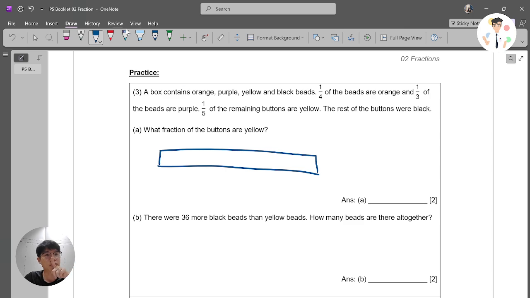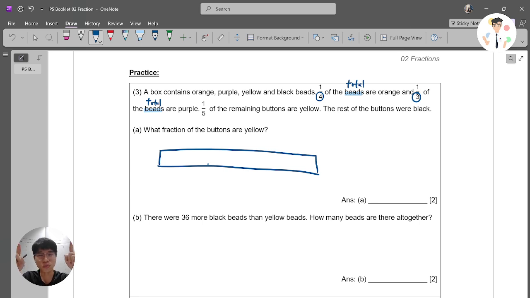Wait a minute. See, "of the beads" and here "of the beads" means that this is referring to the total. But here it says 1 out of 4 of the beads, so this statement says the total is 4. But this statement says the total is 3. I don't like that, because they are referring to the same number of beads, right? But one says 4 units, one says 3 units. These two are supposed to be the same, but they are not the same.